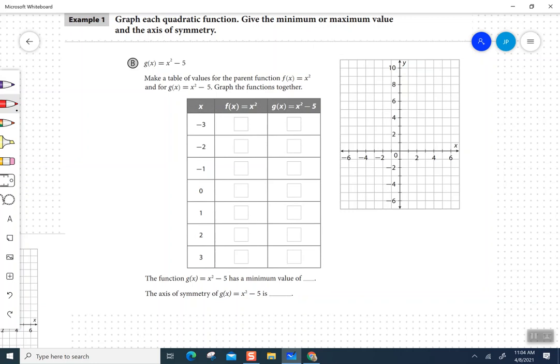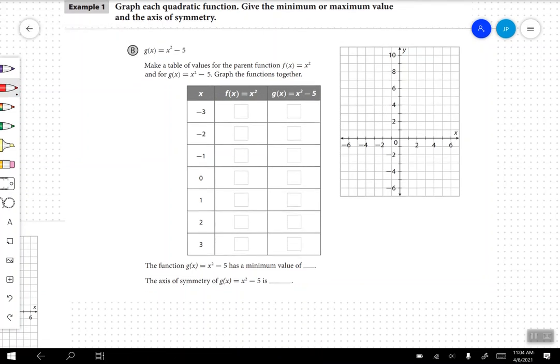So what I'd like you to do is put me on pause. Go ahead and plug in -3, -2, -1, 0, 1, 2, and 3, and get some values for g of x. When you're done, come back. All right, if you have finished and you're ready, here we go. For x squared, we have the following values that we're going to plug in. We're going to plug in the numbers 9, 4, 1, 0, 1, 4, and 9.